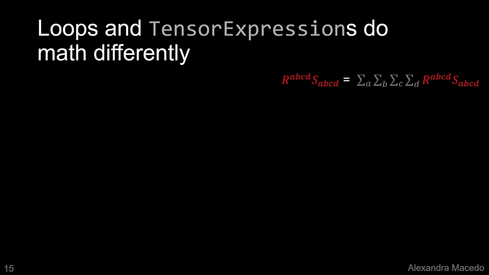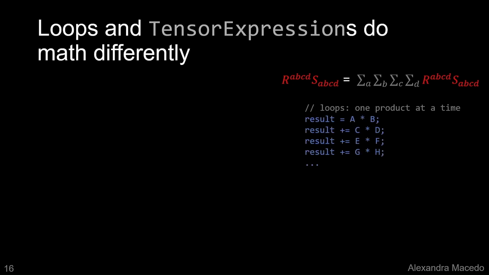And so in order to address this, I had to ask myself, okay, when I see an equation like this, what operations are actually happening? How are the loops computing this equation? And how are tensor expressions computing it differently? If we look at this expression, what's really happening is 256 products being summed, which is a lot of operations. When you implement this as loops, you are essentially doing one product at a time and accumulating. You do one product, add it to the result, do the next product, add it to the result. You do that 256 times.